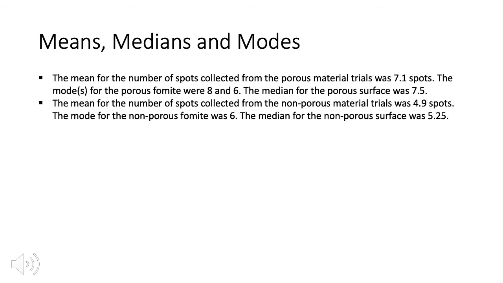Here are the mean, medians, and modes for the experiment. The mean for the number of spots collected for the porous material was 7.1 spots to be exact. The modes for the porous fomite were 8 and 6. The median for the porous surface was 7.5. The mean for the number of spots collected from the non-porous material was 4.9 spots, and the mode was 6. The median for the non-porous surface was 5.25.